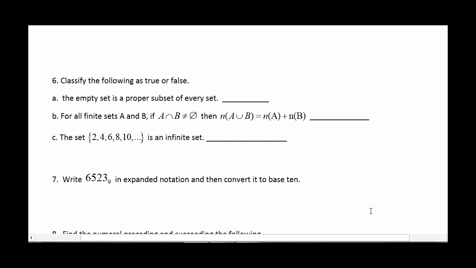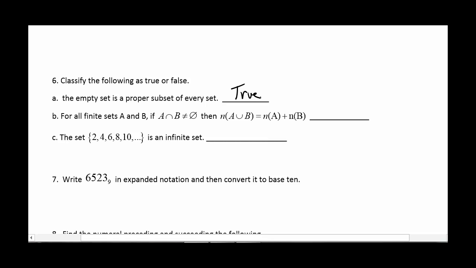All right. Classify the following as true or false. So there's going to be some set vocabulary, and I'm just going to make sure we understand what on earth it means and how to answer the question. The empty set is a proper subset of every set. That actually is 100% true.